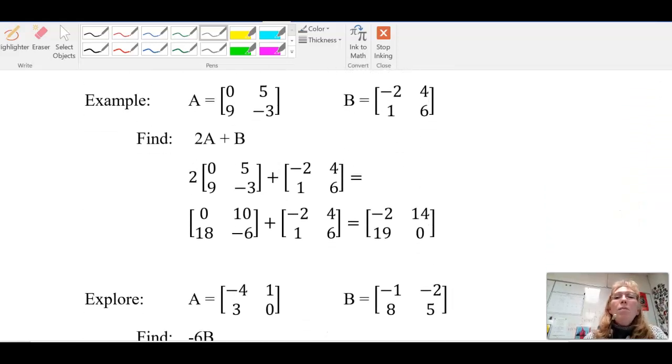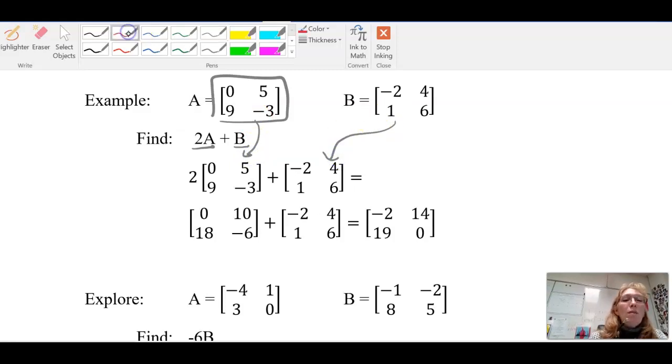All right, now we're going to put all of this together. This says I want to take 2 times A, so 2 times this matrix. Then I'm going to take that answer and add it to B. So we take 2 times the first matrix, I just wrote it down, plus B, the second matrix. Now we actually do this math. So we get 0, 10, 18, and negative 6, this matrix here. Wrote the second one down.